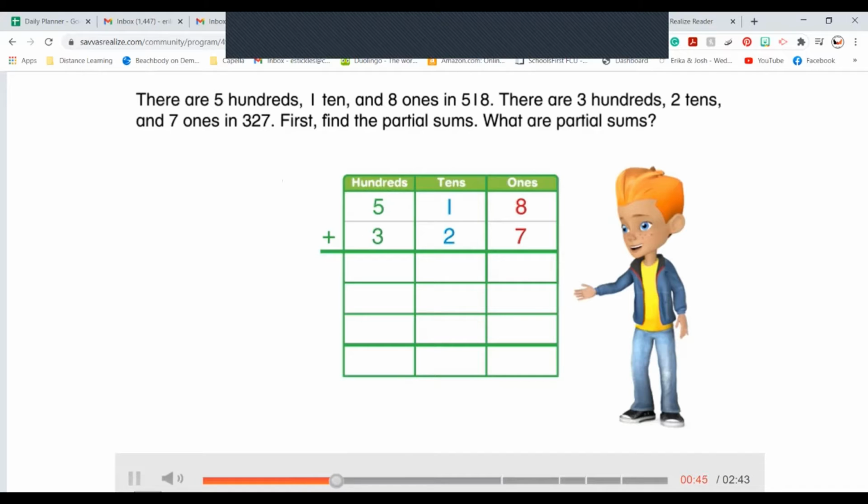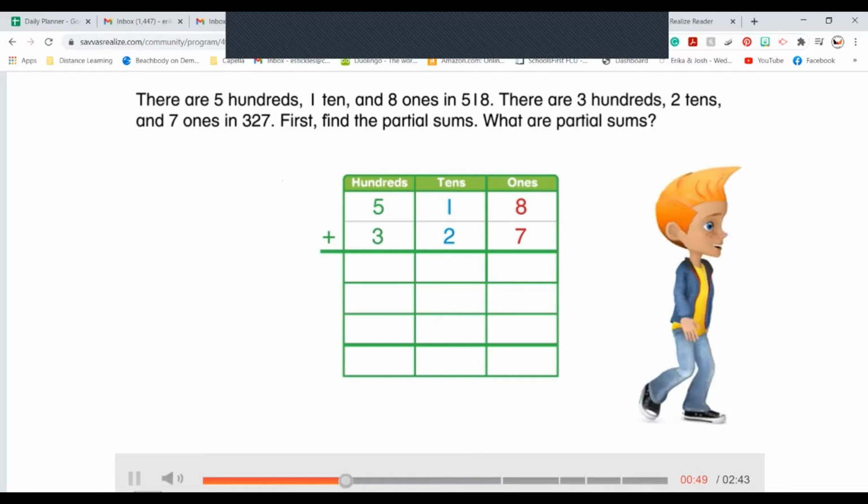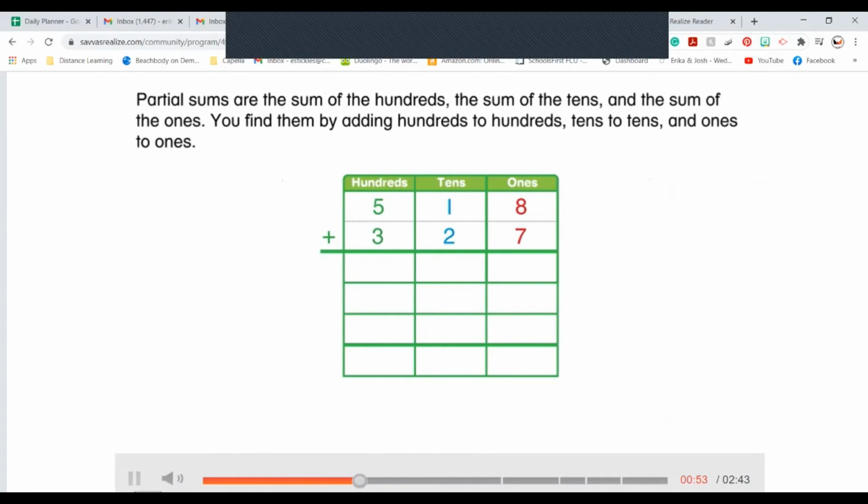First, find the partial sums. What are partial sums? Partial sums are the sum of the hundreds, the sum of the tens, and the sum of the ones. You find them by adding hundreds to hundreds, tens to tens, and ones to ones.